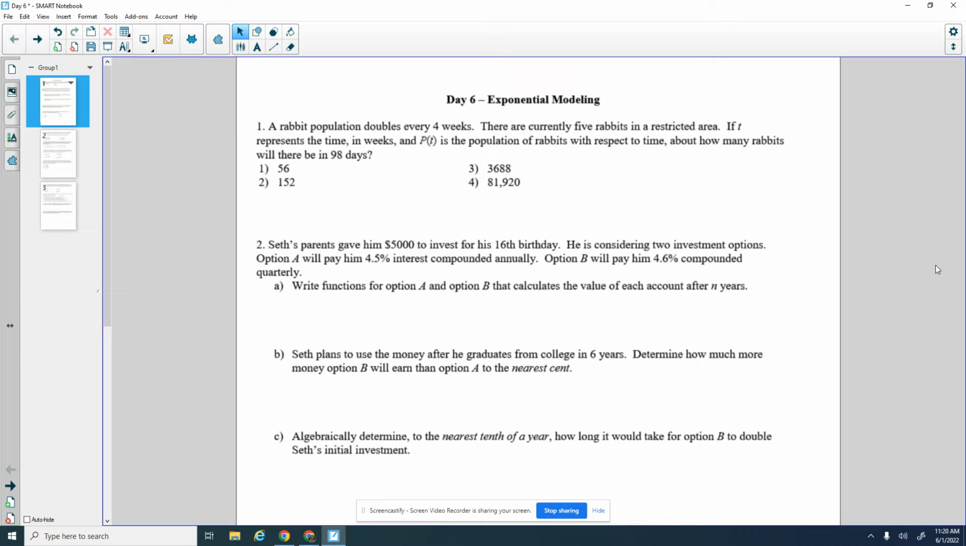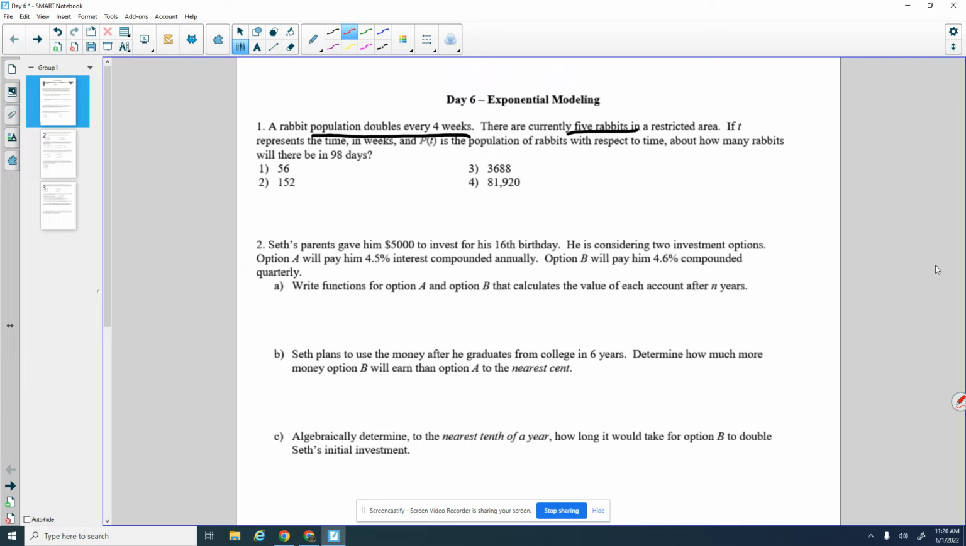This is day 6. This is the replacement for the pages in the Regents review packet on exponential modeling. A rabbit population doubles every 4 weeks. There are currently 5 rabbits in the restricted area. If T represents the time in weeks and P of T is the population of rabbits with respect to time, about how many rabbits will there be in 98 days?